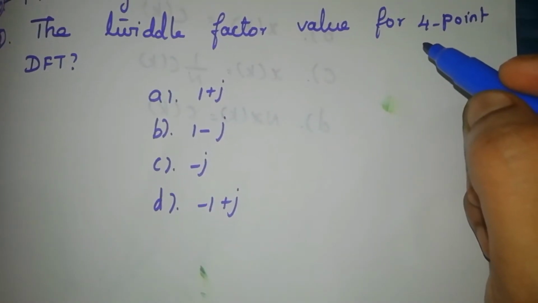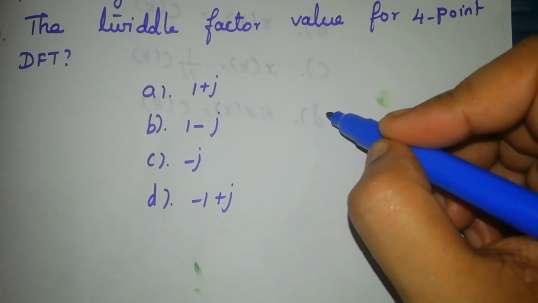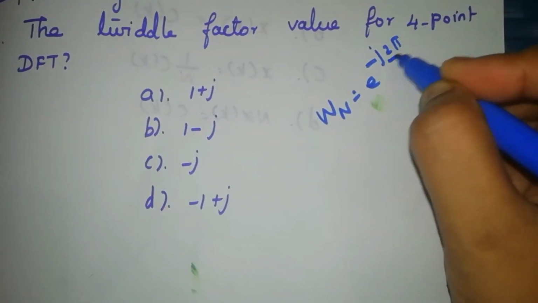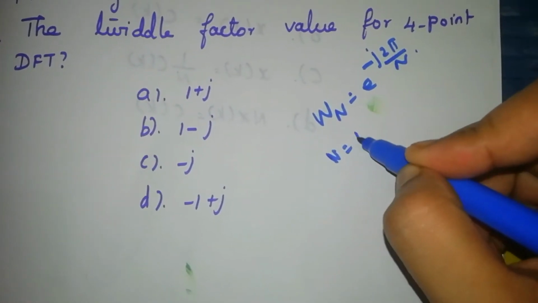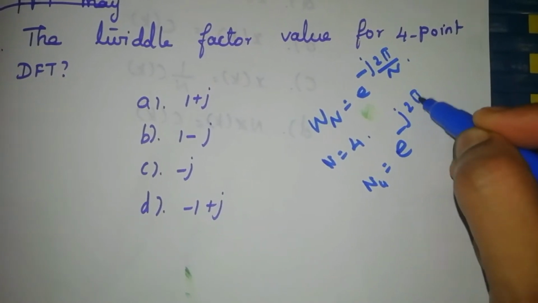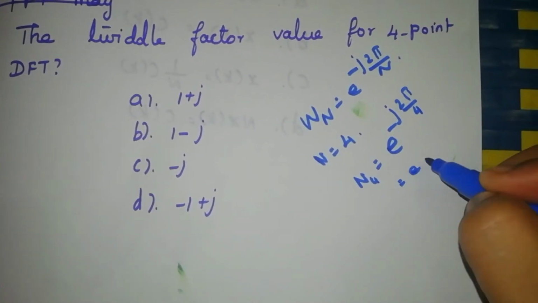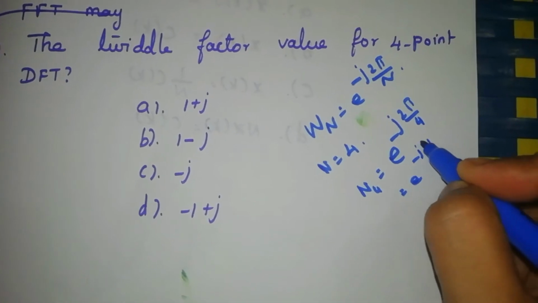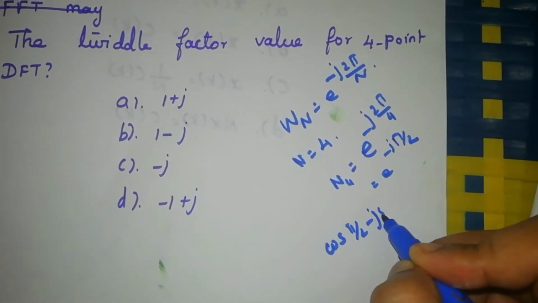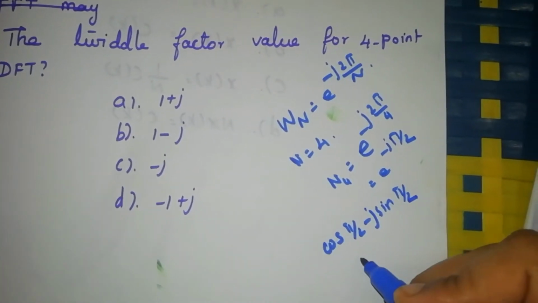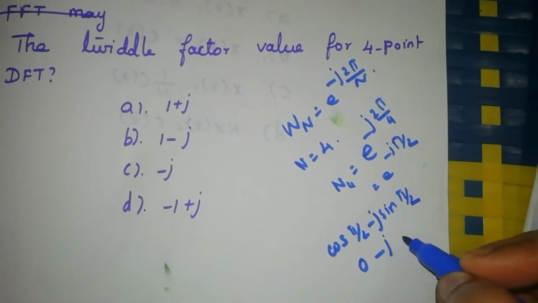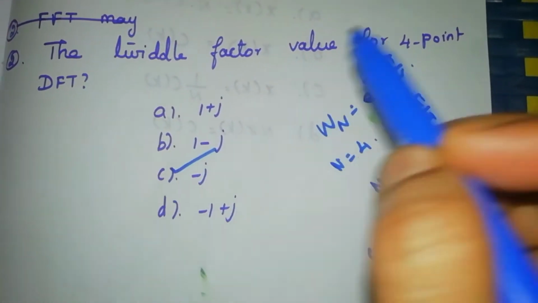Next question, the twiddle factor value for N-point DFT, that is W_N, is equal to e power minus j 2 pi by N. Here N is equal to 4. So W_4 is equal to e power minus j 2 pi by 4, that is e power minus j pi by 2, which is equal to cos pi by 2 minus j sin pi by 2. So cos 90 is 0, sin 90 is 1, so minus j is the answer. So here C is the answer.